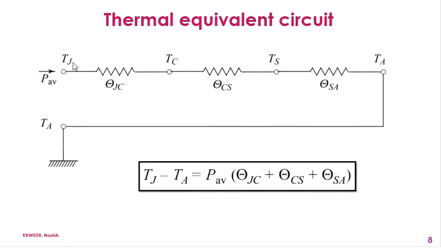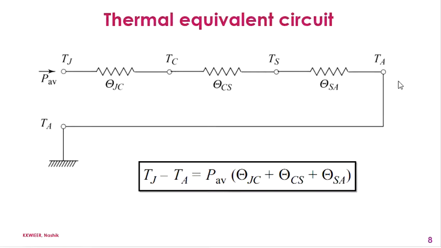So J stands for junction, C stands for case. So the resistance between Tj and Tc is theta Jc. Similarly, S stands for sink and A stands for atmosphere. So the steady state temperature difference between junction and ambient is given by Tj minus Ta, which is equal to I into R. These three thermal resistances are in series. So the equivalent will be theta Jc plus theta Cs plus theta Sa.